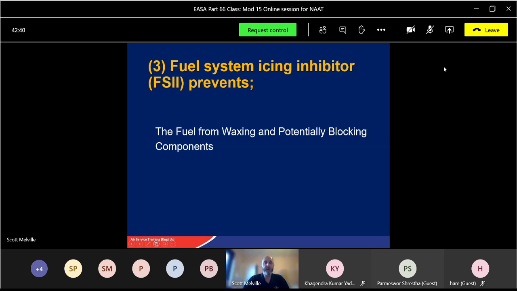But otherwise, FSII additive also prevents the water from freezing. Instead of 0 degrees, down to about minus 47 instead. So more in line with the fuel, because remember, Jet A1 fuel freezes at about minus 46. And normal operating conditions for an engine start are maximum about minus 40. Very extreme conditions.